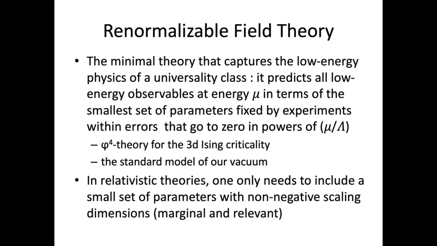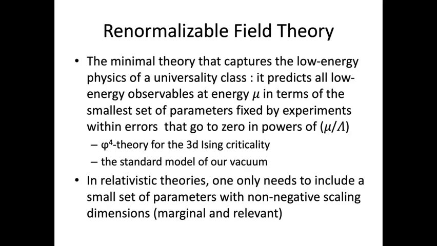It is simplest in that it contains the smallest number of parameters to be fixed in terms of some experiments. And once you fix them, you can reproduce all other low energy observables within errors that go to zero as powers of mu over lambda, where mu is the energy scale at which you probe the system, and lambda is some UV cutoff scale. Okay. So examples include, say, the phi-four theory for the Ising criticality and the standard model of our own universe. They are renormalizable field theories.